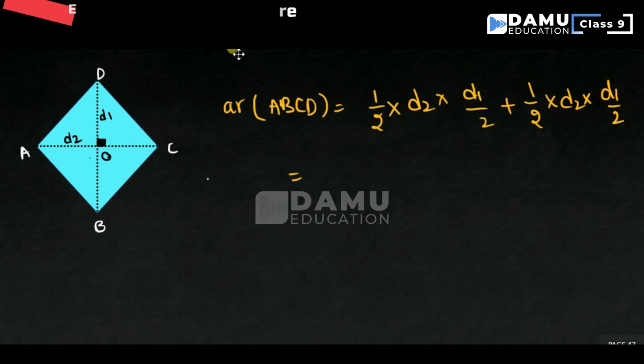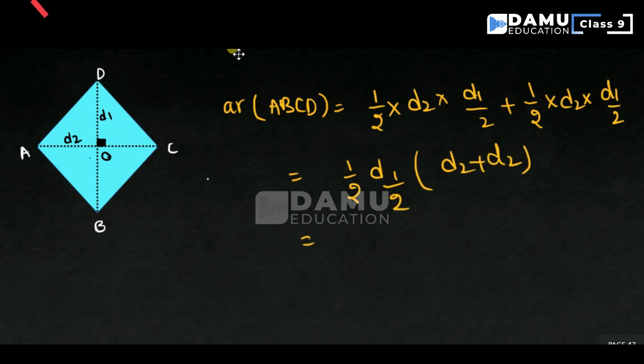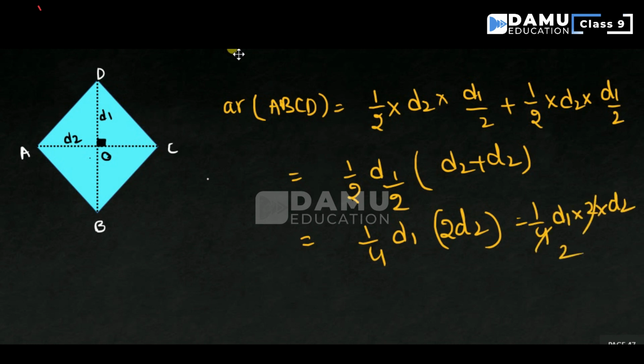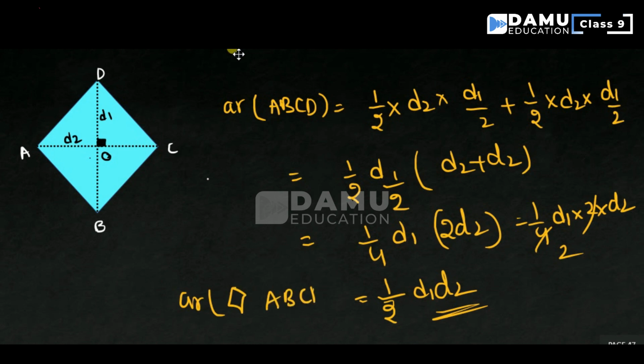So the area of rhombus will be half, taking D1 by 2 common, into D2 plus D2. Then we get 1 by 4 D1 into 2 D2. The 2 ones are 2 and 2 twos are 4, so half into D1 D2. So we have calculated the area of rhombus ABCD. This one is D1 by 2, and this is also D1 by 2 from O. Like this we need to find.